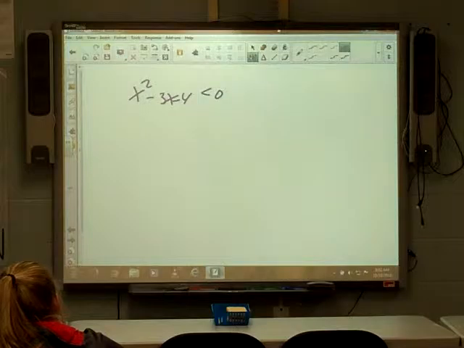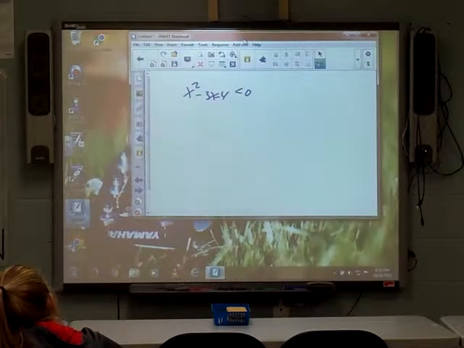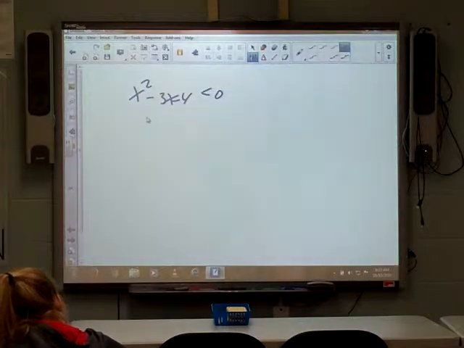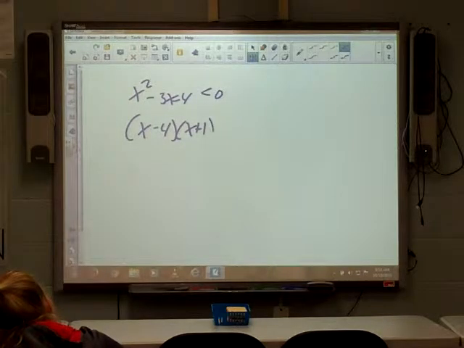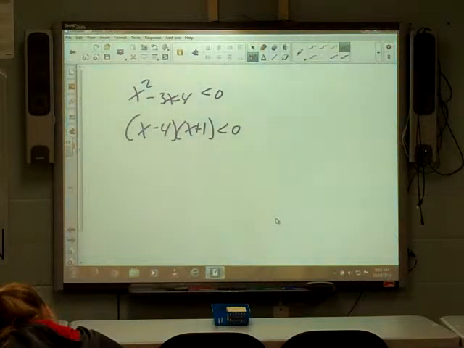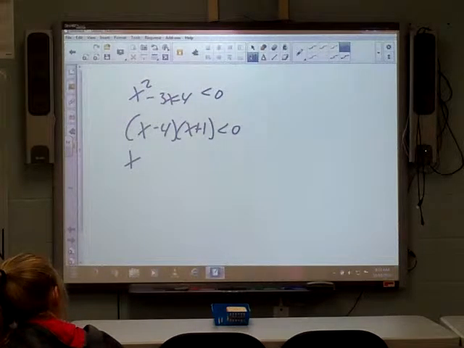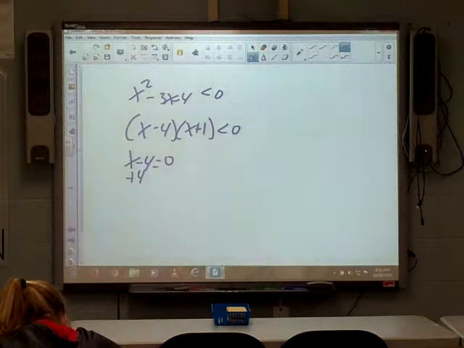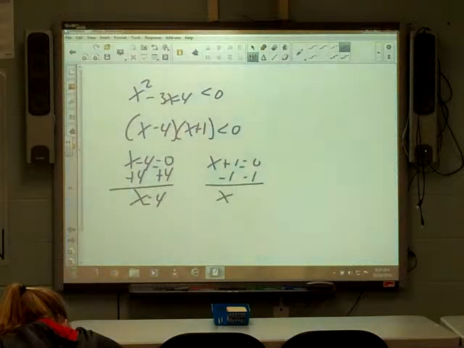A times c is negative 4. What are the factors of negative 4 that add to negative 3? Very good. So that would factor like that. Now I'm going to set, I know it's a less than sign over there, but I'm just going to solve it like it's an equal sign, so don't worry about that right now. If x minus 4 equals 0, that means x would be 4. And if x plus 1 equals 0, that means x would be negative 1.